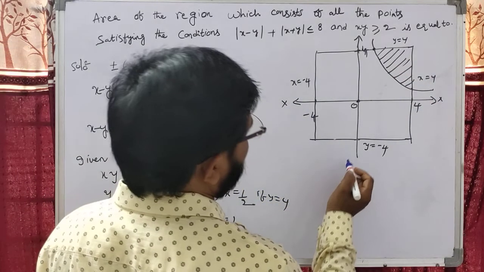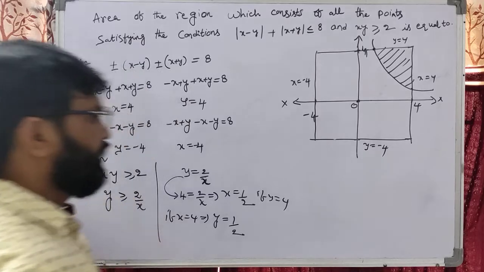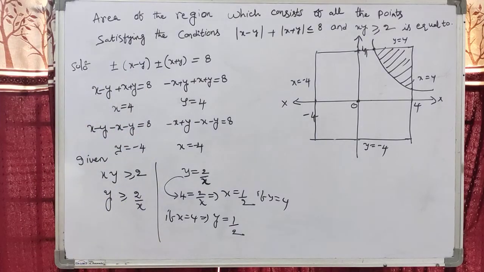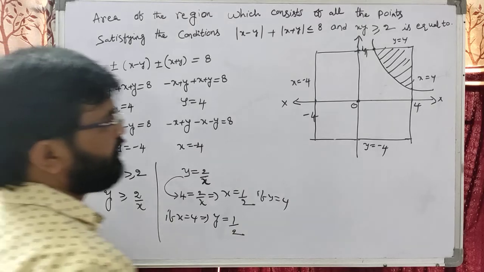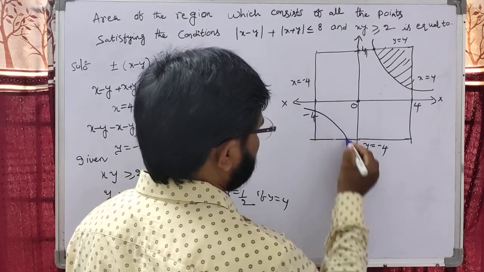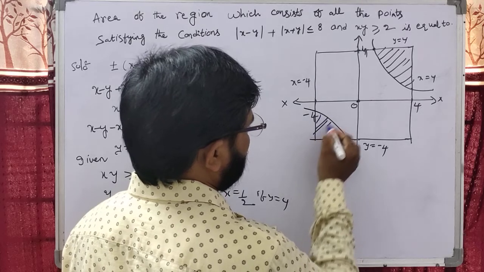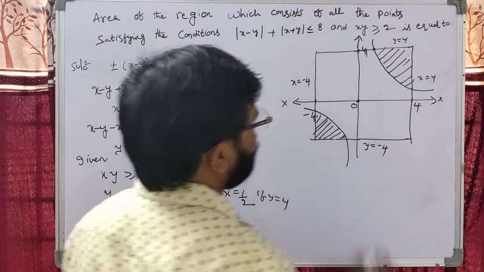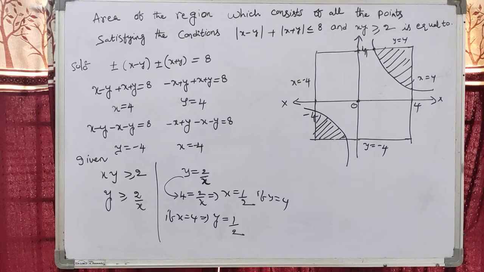When we are taking y equals minus 4, undoubtedly we got x as minus 1 by 2, like this. This is the graph, students. Okay students, this is the required part. So how can you find it, students, here?